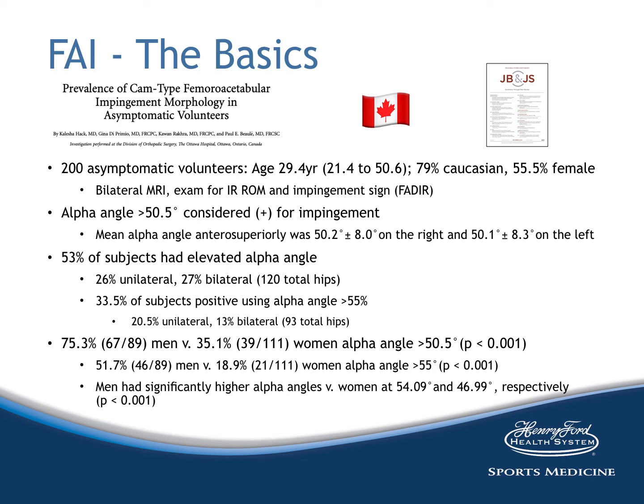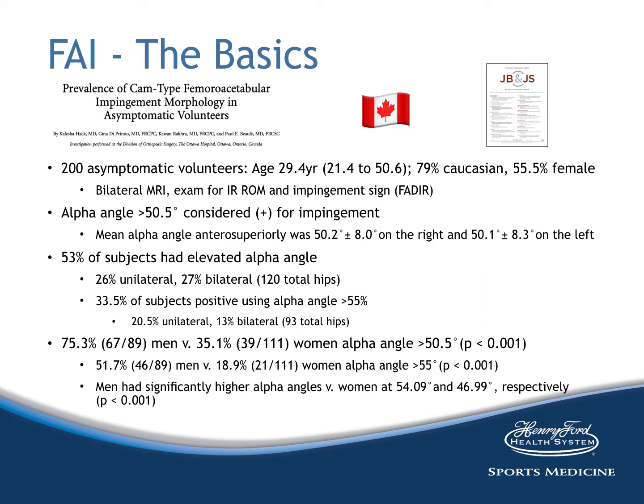and were compared to the clinical examination findings of internal rotation, range of motion, and a positive FADIR, flexion adduction internal rotation sign. In this particular study, an alpha angle of greater than 50.5 degrees was considered to be positive for impingement. 53% of the subjects had an elevated alpha angle, and if you increased the alpha angle cutoff to 55 degrees, still a third of the patients had an increased alpha angle.